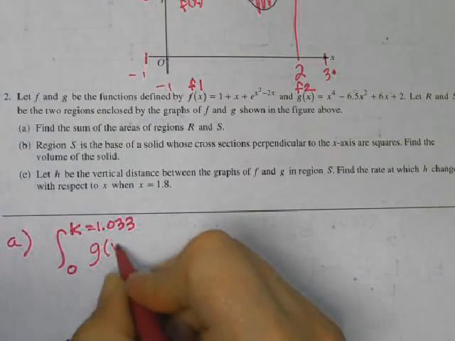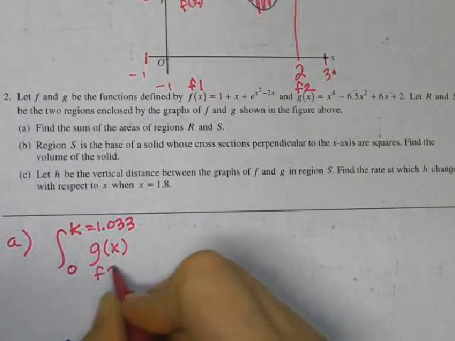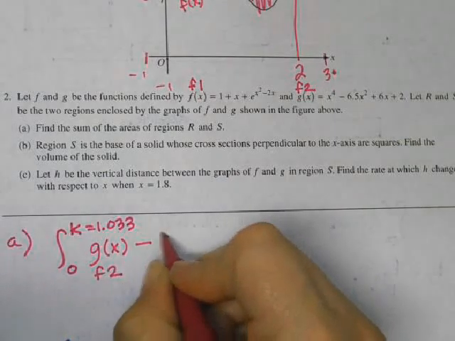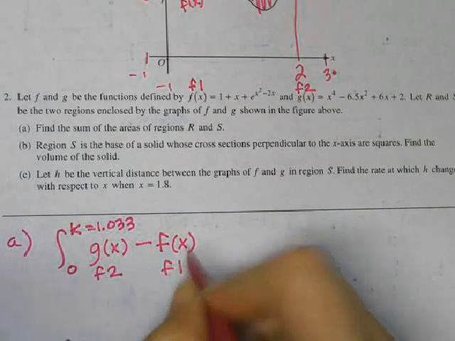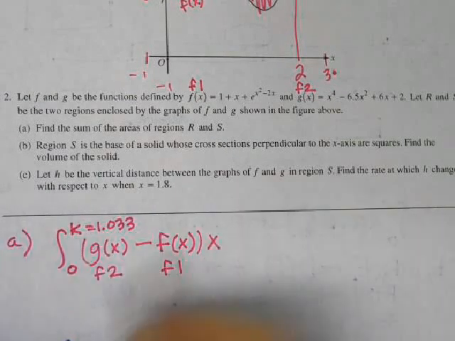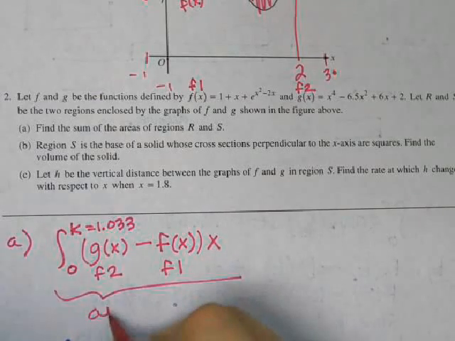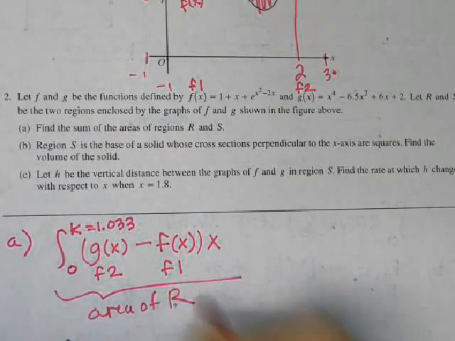And you want to make sure that you show your setup. So you don't have to do everything like I did. You don't have to tell them that this is R and this is S. You don't have to say F1 and F2, but you need to show that you were doing the integral from 0 to 1.033 of G minus F plus the integral from 1.033 to 2 of F minus G. And then that's what we're going to type into the calculator.